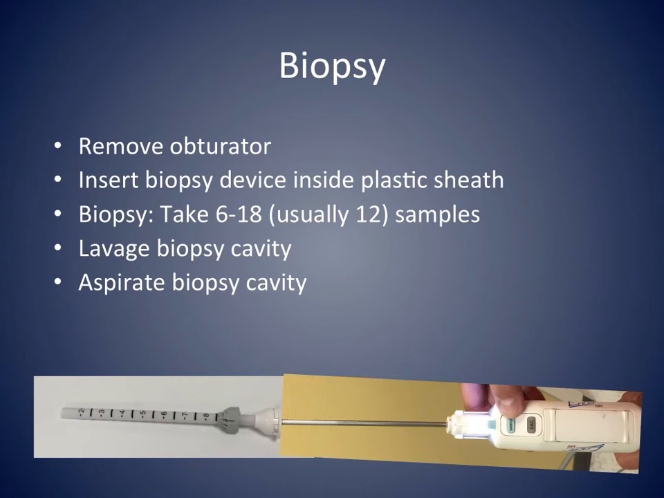The obturator is removed and the biopsy device is inserted. We use a single insertion multidirectional 10-gauge vacuum-assisted biopsy device, and we usually take about 12 samples. After the biopsy, the cavity is usually lavaged and aspirated to minimize post-biopsy changes and facilitate confirmation of successful sampling on a post-biopsy imaging.